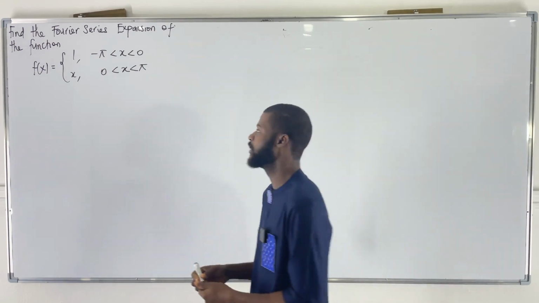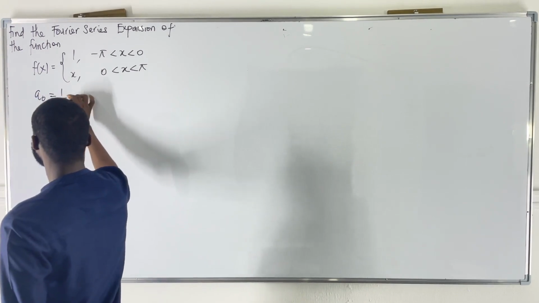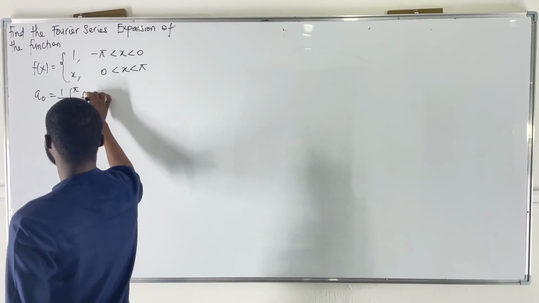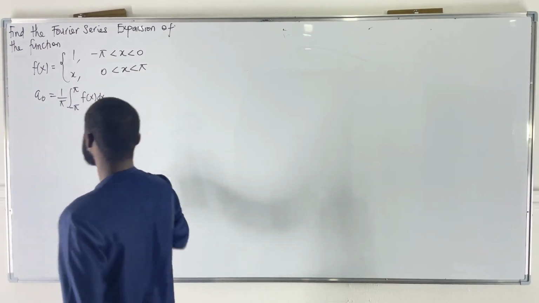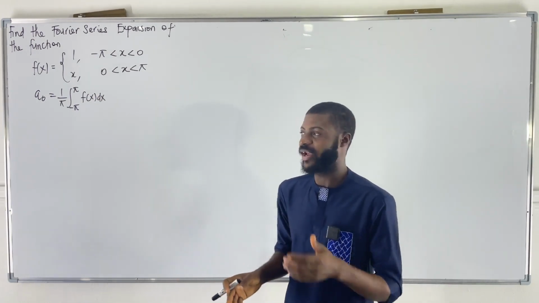So our formula is going to be A naught equal 1 over pi, integral from minus pi to pi of f of x dx. Yeah, that's what our A naught would be. A naught is actually the simplest one to find.